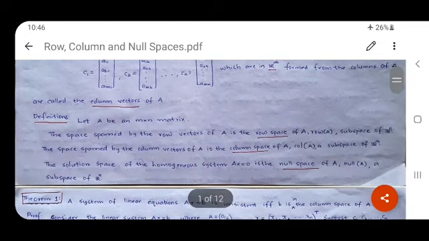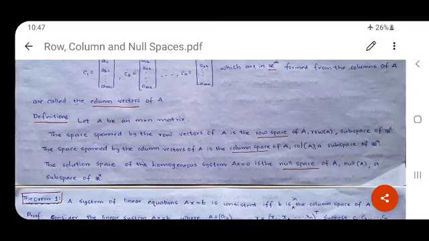Let A be an m by n matrix. The space spanned by the row vectors of A is called the row space of A, and it is denoted by row(A). Obviously, it is a subspace of Rn. So the subspace of Rn which is formed by the linear combinations of all the rows of A is the row space of A. That is what the term spanned means. Similarly, we define the column space of A, and obviously it is a subspace of Rm.